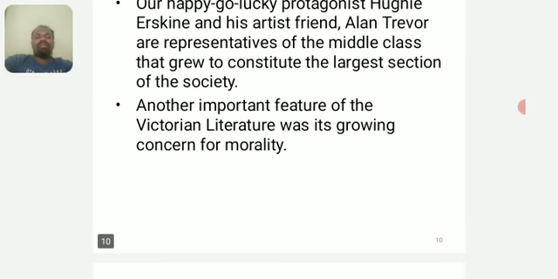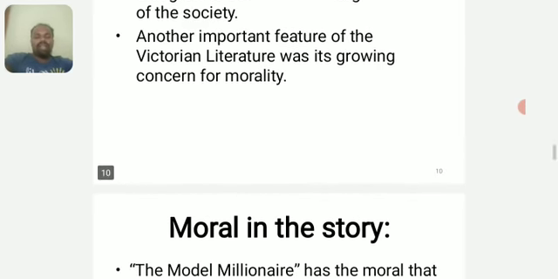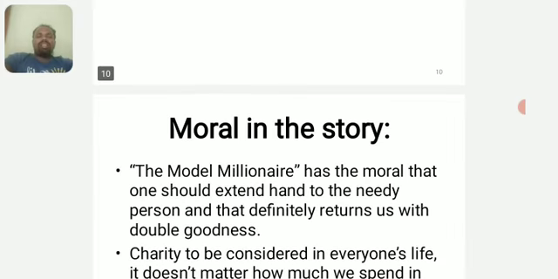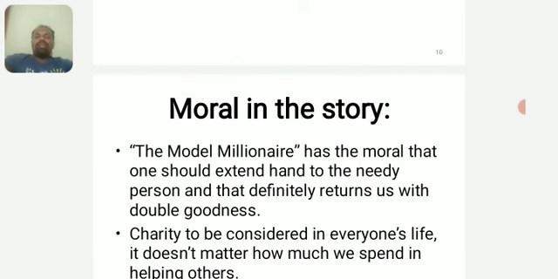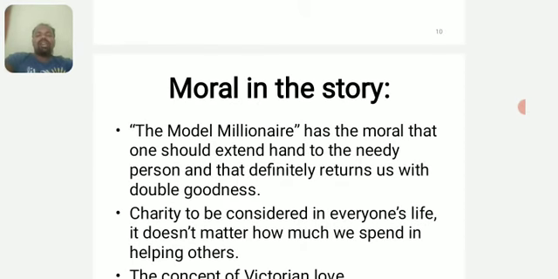And another important feature of Victorian literature was its growing concern for morality. We could see such good morality in Victorian society. Moral in the story. So, what moral can we adopt after listening to this story? The Model Millionaire has the moral that one should extend a hand to the needy person, and that definitely returns us with a double goodness.